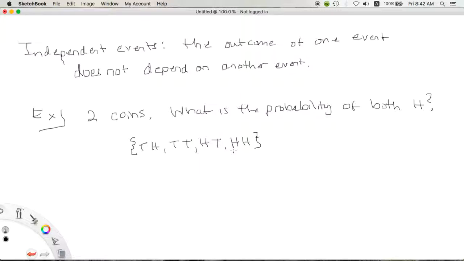Because they're independent events, it doesn't matter what the first one is to affect the second one. So I have all four possibilities, but only one of them has what I want. So my probability, and we call that the probability of the event, would be 1/4, because there's one possible outcome that's what I want over the four possible outcomes of the sample space.